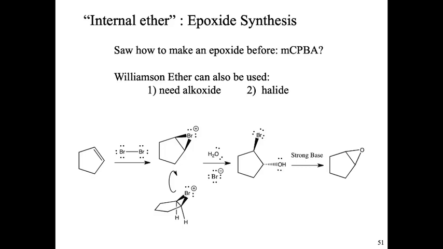Bromine belongs to which group? Halogens. This is a halohydrin structure. So you can form an epoxide through a halohydrin. How? Well, you add a strong base. What's the base going to do? Rip off the hydrogen. Remove the hydrogen. As long as the oxygen and the leaving group are on opposite sides of the ring, backside attack, we kick it off, we get our epoxide.